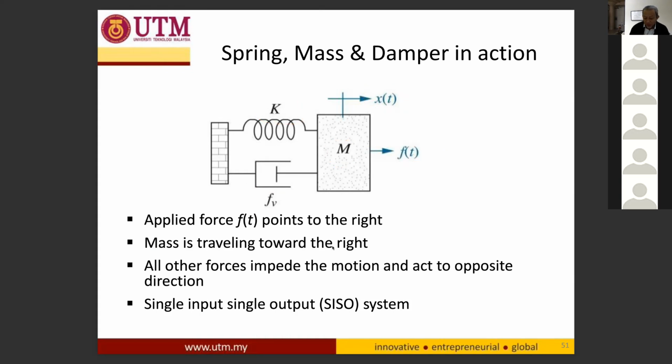So we apply force F of t pointing to the right. Then the mass is traveling toward the right. When it travels, it will give you a new position with a new displacement. All other forces impede the motion and act in opposite directions. So this is what I call a single input and single output system. The input is F of t, and the output is the displacement.